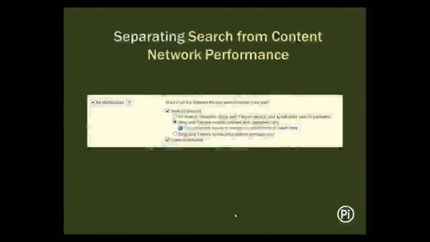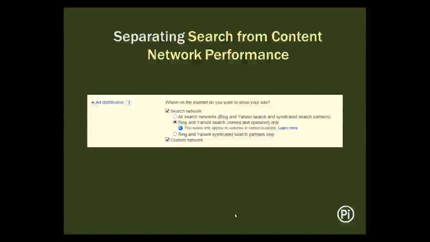So number 1, separating search from content network performance. Bing Ads has 3 areas in which you can target, and there's a couple of them in here. The first one is search from content network. Once upon a time, the Google Display Network actually used to be called the Content Network. They rebranded it, and that's how we know it today as the Display Network. Very good job, Google. Now, MSN also has the same kind of content network.